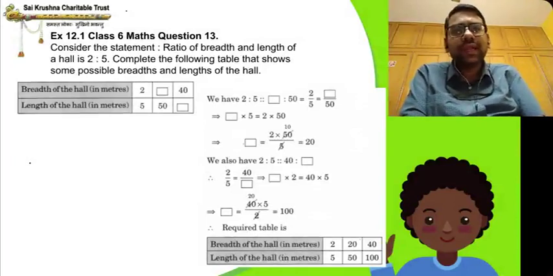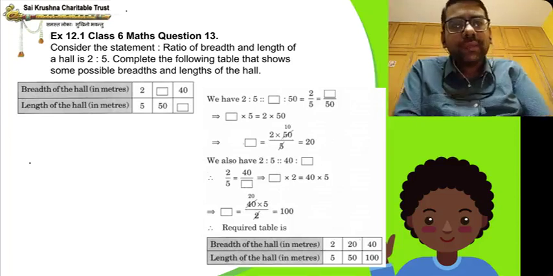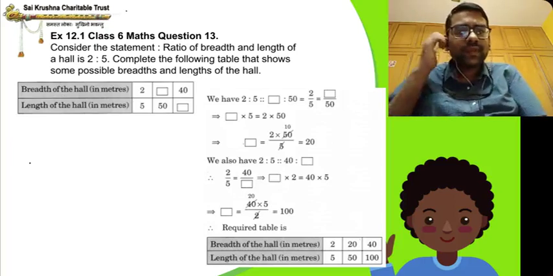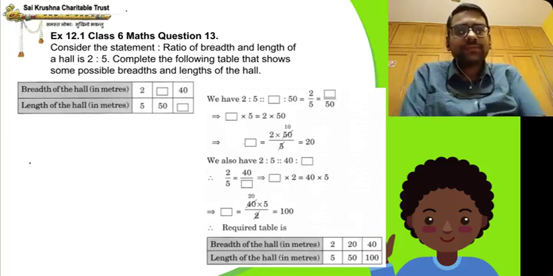Question 13. Consider the statement: the ratio of breadth and length of a hall is 2 is to 5. So, what is the breadth? Breadth is 2, length is 5. So, the ratio of breadth to length is 2 is to 5. Now complete the following table that shows some possible breadths and lengths of the hall. So 2 and 5 is there.